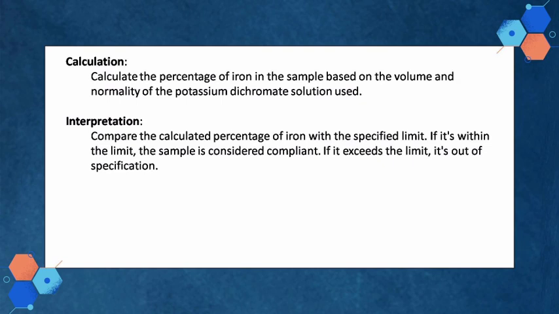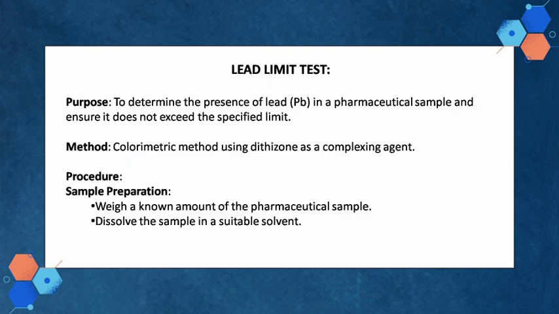Last step, interpretation. Compare the calculated percentage of iron with the specified limit. If it's within the limit, the sample is considered compliant. If it exceeds the limit, it's out of specification. Fourth is the lead limit test.